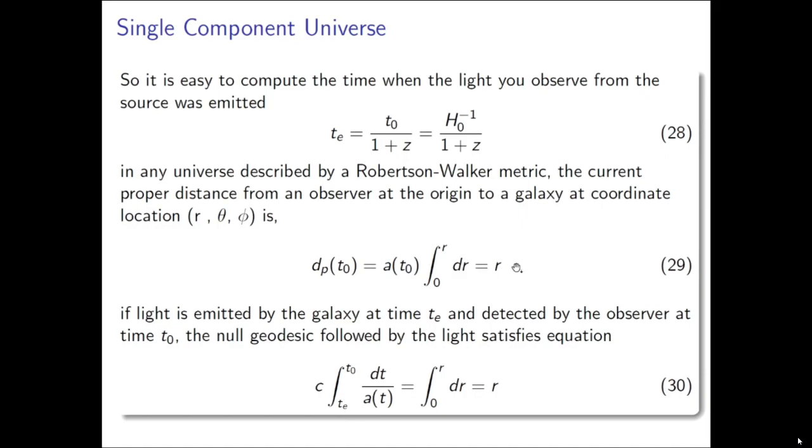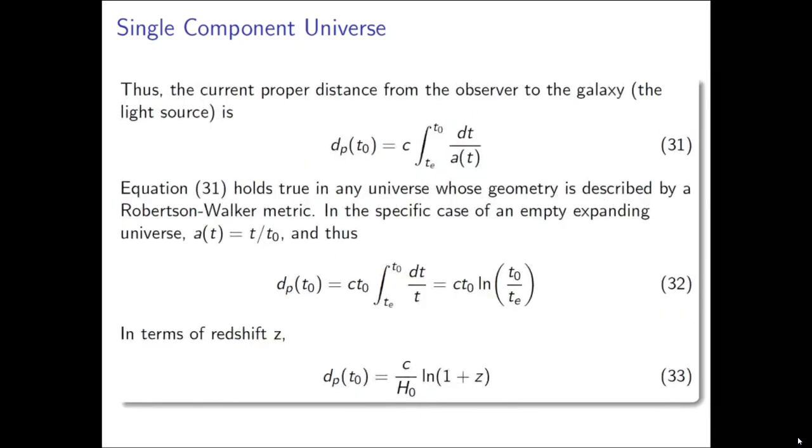If the light is emitted by the galaxy at the time t e and is detected by the observer at the time t naught, the null geodesic followed by the light satisfies the equation given in equation number 30, that is c times the integral from t e to t naught of dt by a of t. Equation number 29 can be written in terms of equation number 30.